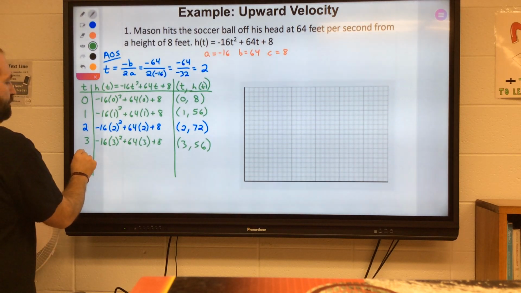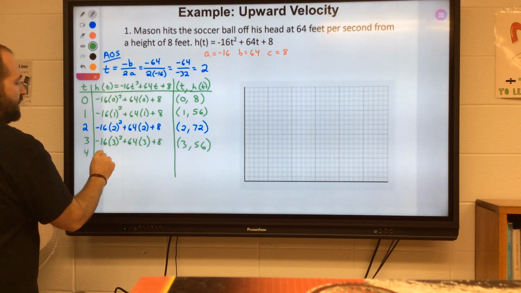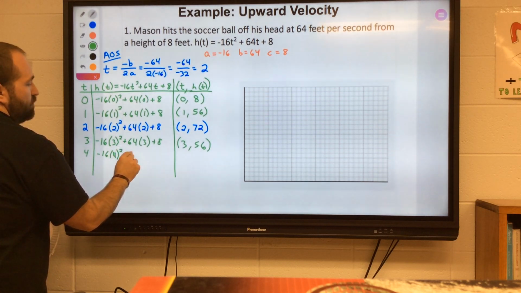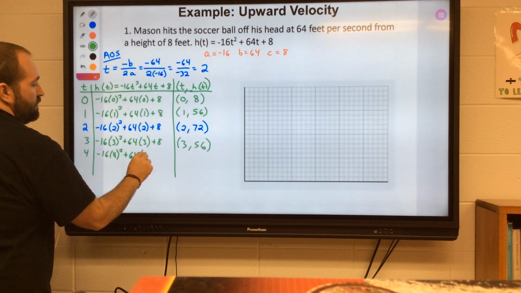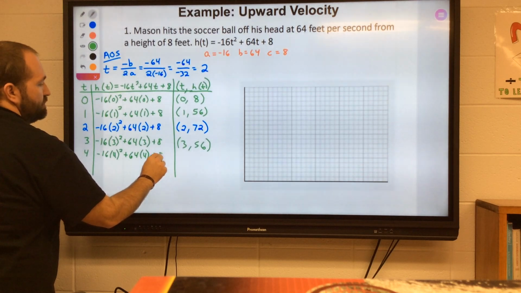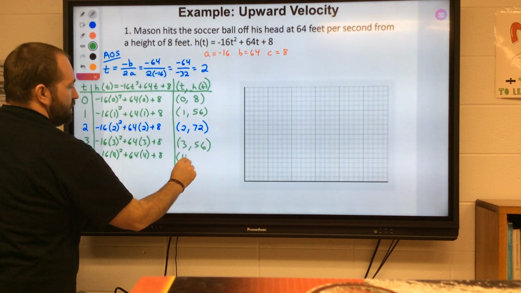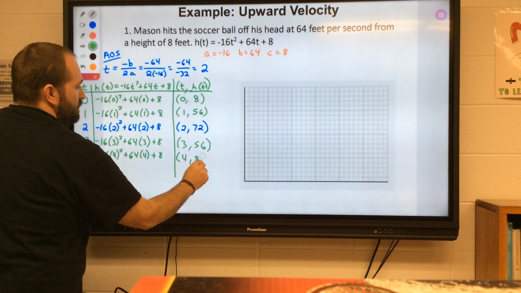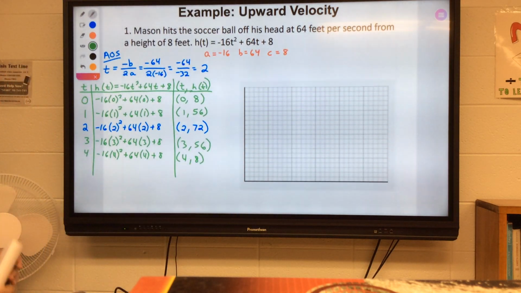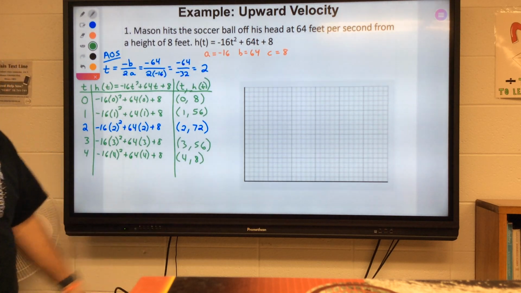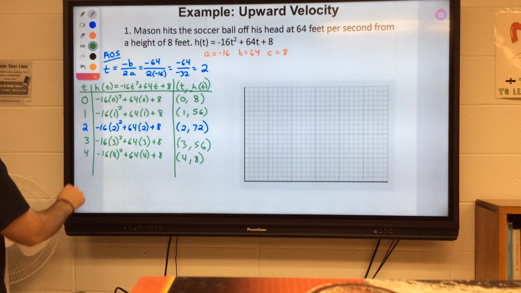And then we're going to continue to 4. It's negative 16 times 4 squared plus 64 times 4 plus 8, which is going to give me 4 comma 8. We're still not at 0 or a negative number here, so you're going to have to continue. Go to 5.